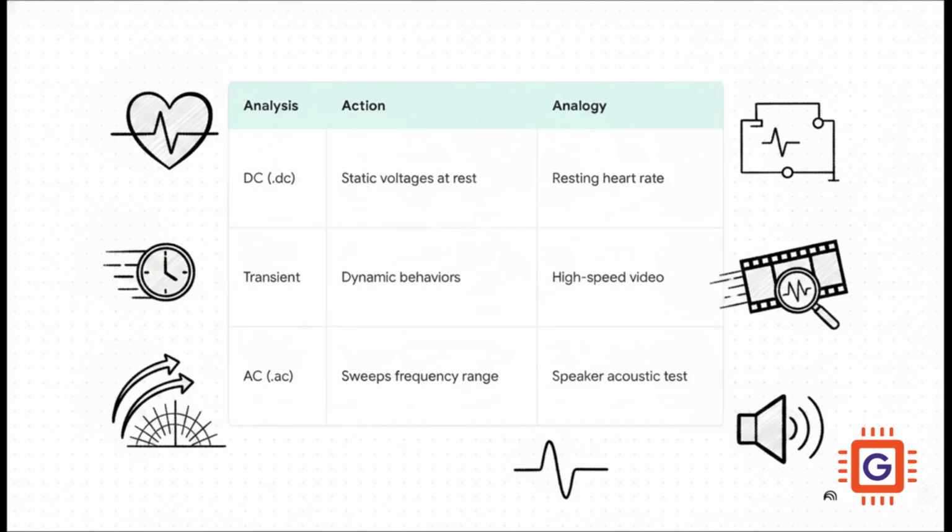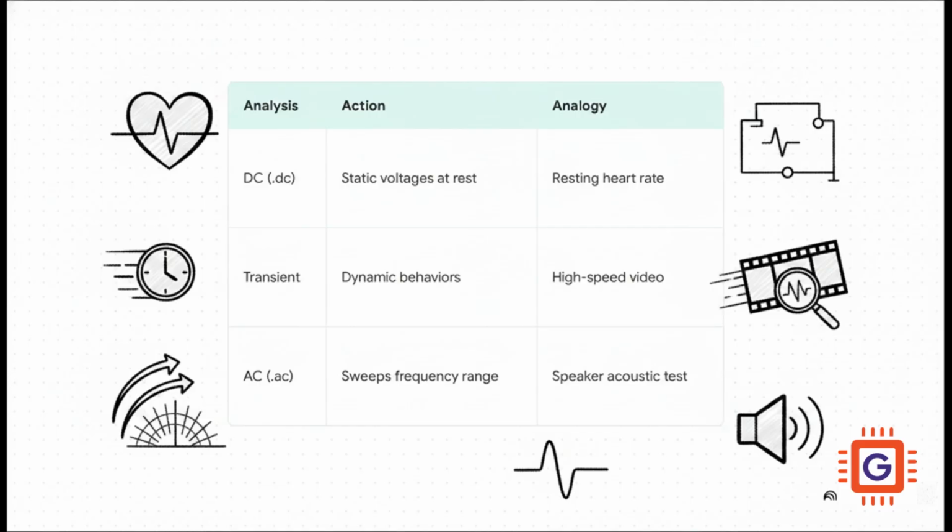Then we have transient analysis, .tran. This tracks dynamic behavior across time as signals flip between binary 0 and 1 over fractions of a picosecond. It's very much like recording ultra-high-speed video to catch those tiny, rapid, microscopic interactions.